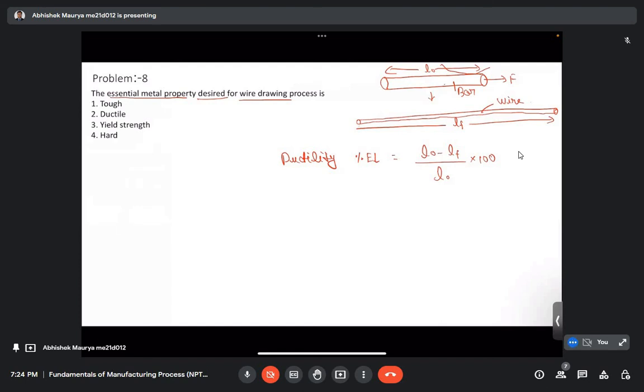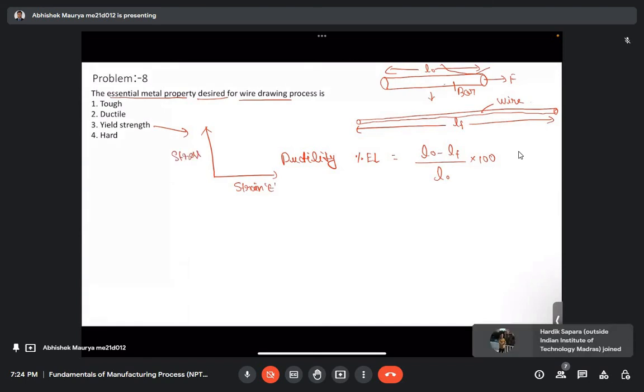So basically, strength is the minimum value of the stress which is applied on the material, after which plastic deformation starts happening. So if we look at the stress-strain diagram, how do metallic materials behave? They typically have this kind of behavior.